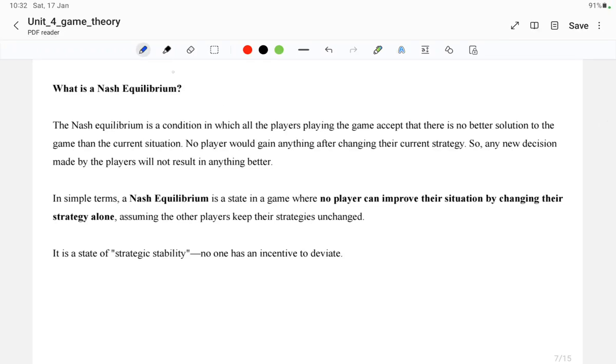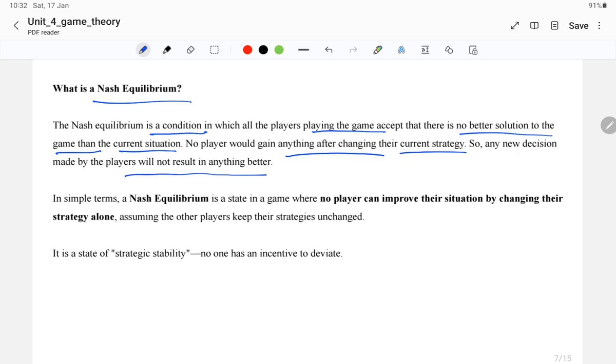The video is about the topic Nash equilibrium. It's a kind of game theory. So, what is Nash equilibrium? Nash equilibrium is a condition in which all the players playing the game accept that there is no better solution to the game than the current situation. No player would gain anything after changing their current strategy. So any new decision made by the players will not result in anything better.